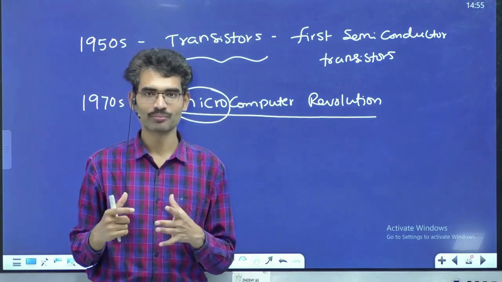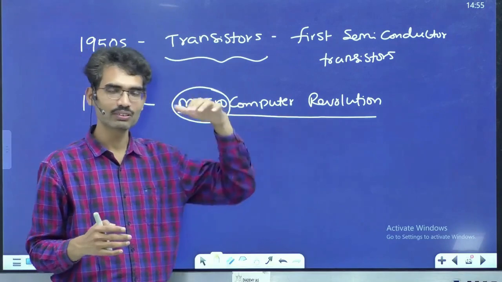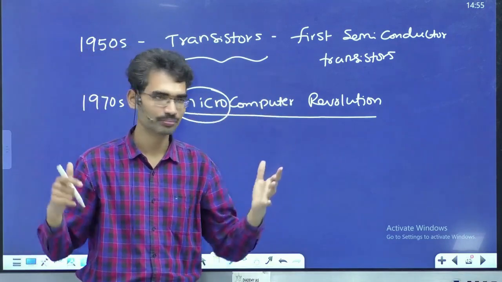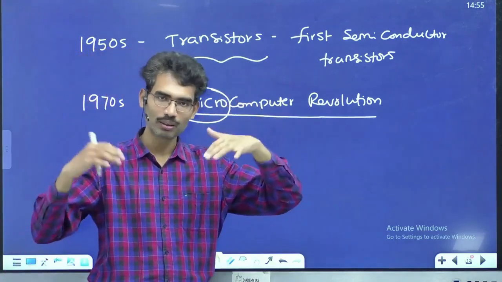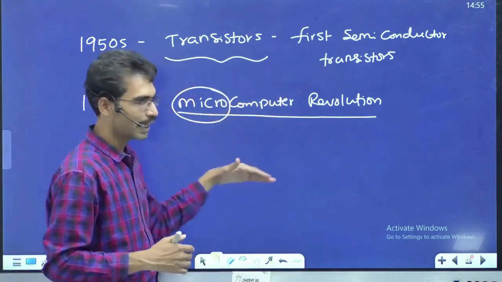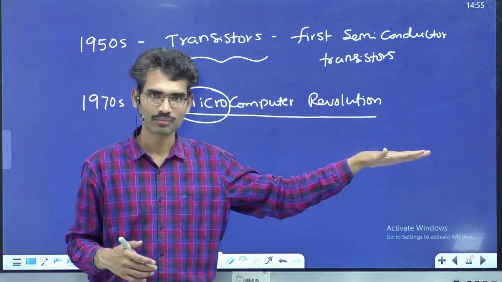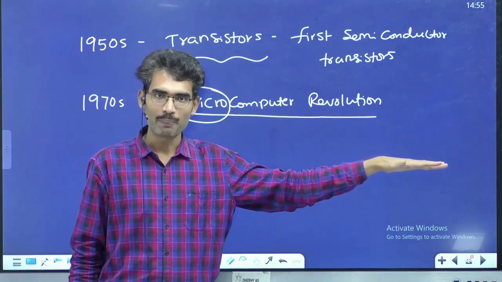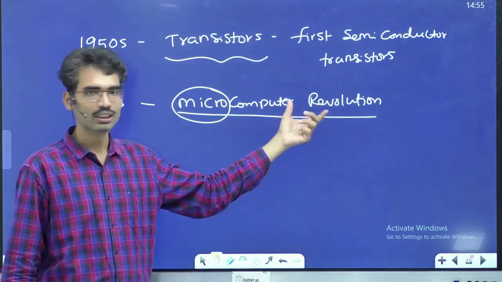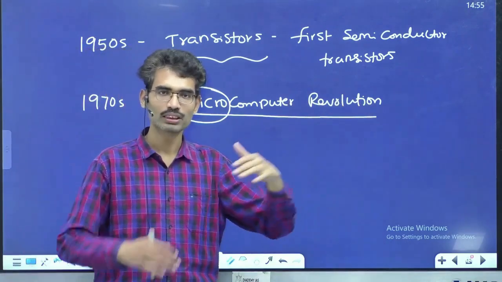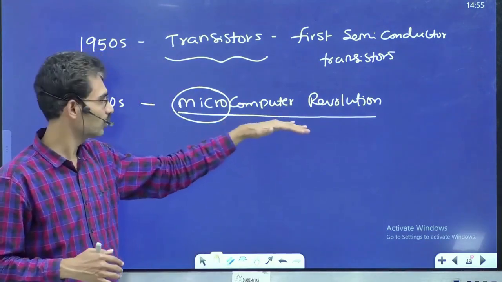Now you can imagine, the desktop itself was called a microcomputer, which shows how big the earlier computers were. The size of the computer was very, very large before that. And it was in the 1970s that Bill Gates, Microsoft, and Apple, these companies emerged. In India also, Tata Consultancy Services, Wipro, all entered into the computer business gradually after this microcomputer revolution.